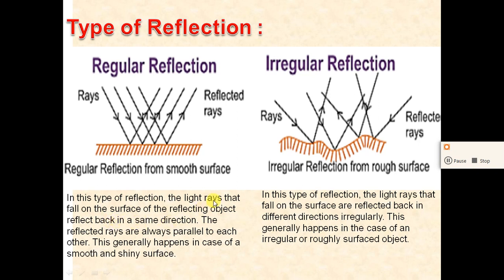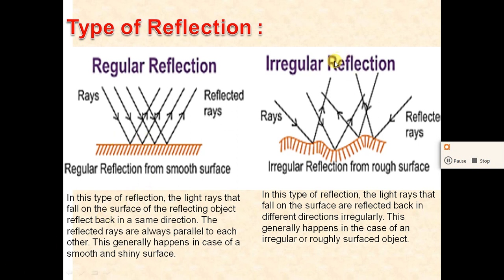So when the light rays that fall on the surface come back in the same direction, this type of reflection is known as regular reflection, right? Reflection from a smooth, polished, shiny surface is regular reflection. Another example is the reflection from a plane mirror, which is also regular reflection.